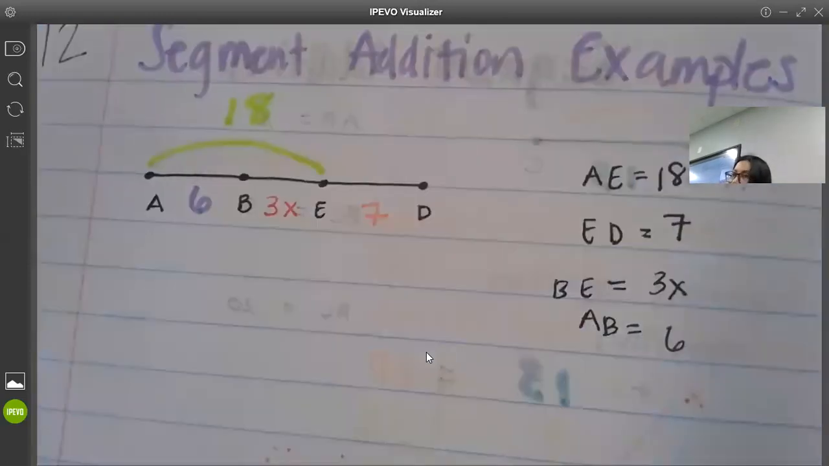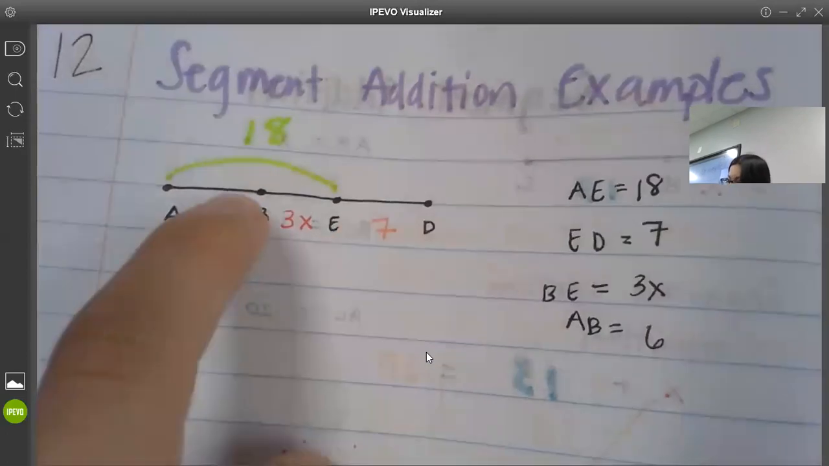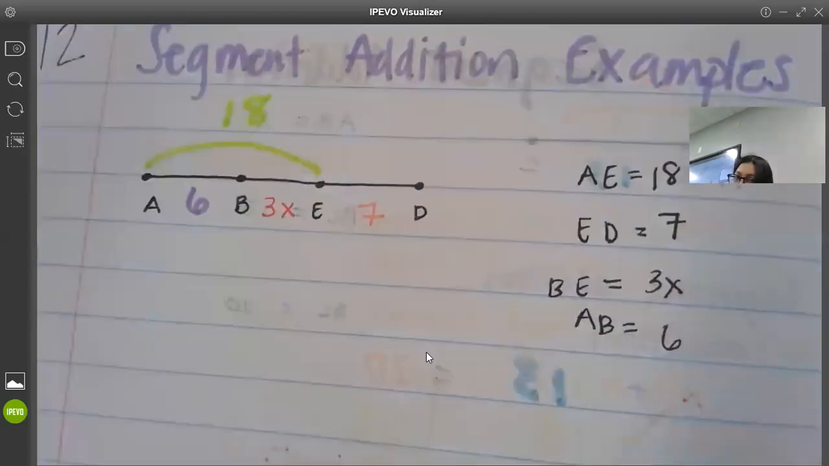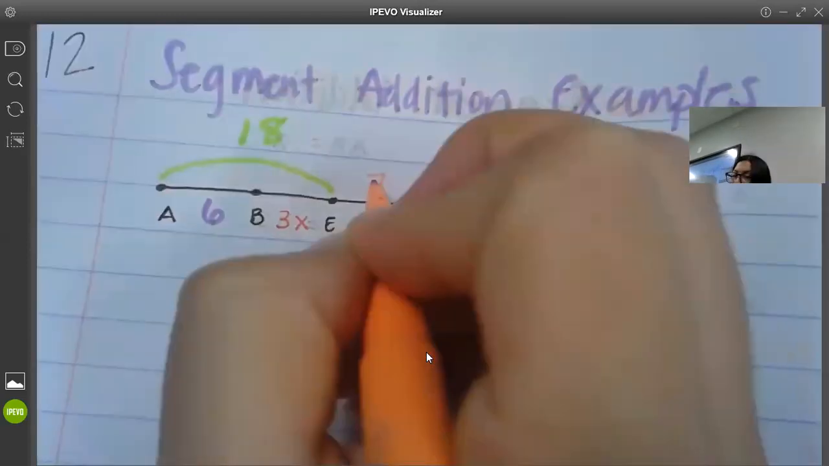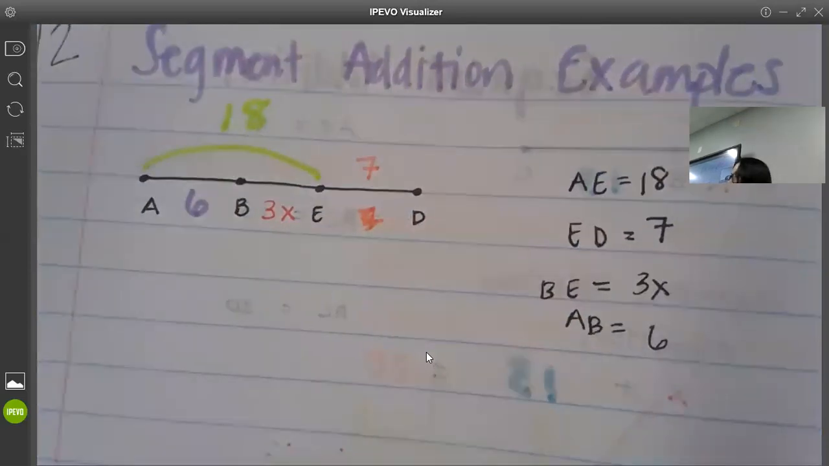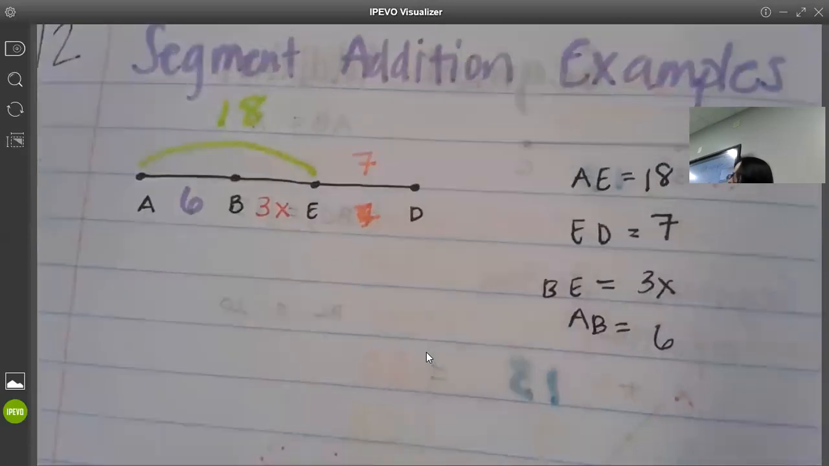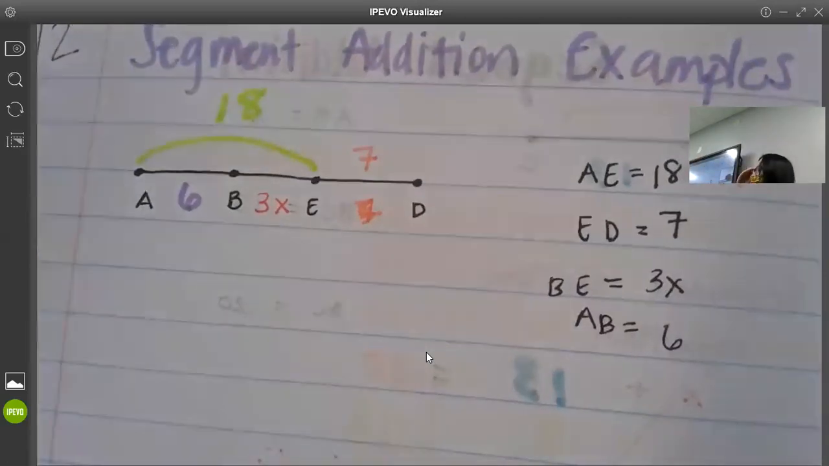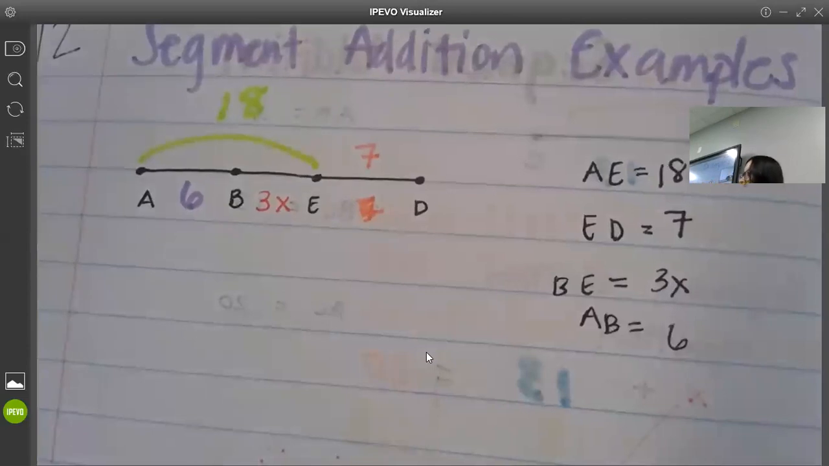Now it's fine if you did 18 here. It's fine if you put the 6 up here, the 3X up here. I could have put the 7 here, right? It's fine. And you just can't put the 7 here. Do you get what I'm saying? Okay, the first thing you're going to see on your test is they're going to show you a picture. And it's going to say, is this correct? If it's not correct, tell me what's wrong with it.